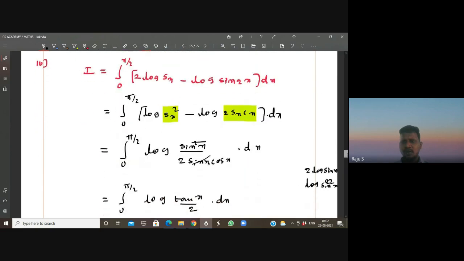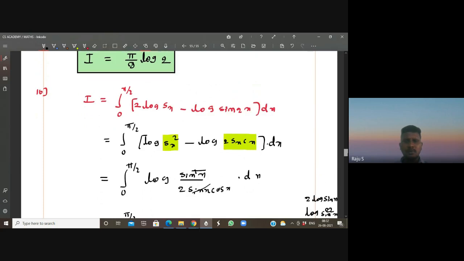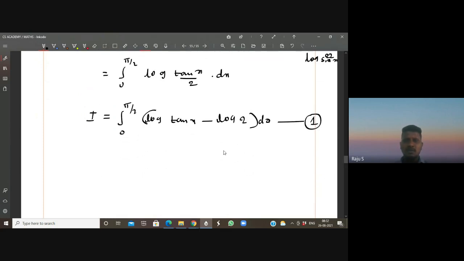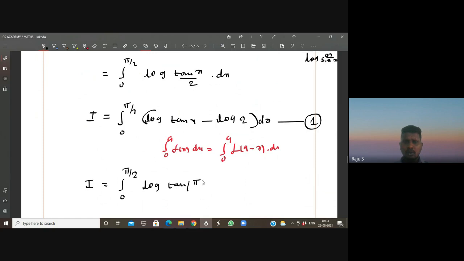So what I have done, till now I didn't apply any property. I just applied properties of logarithms and simplified. Finally, we got like this. Now I am going to apply property 3, that is integral 0 to a f of x dx equals integral 0 to a f of a minus x dx. From this, I is equal to integral 0 to pi by 2 log tan of 90 minus x minus log 2 as it is.